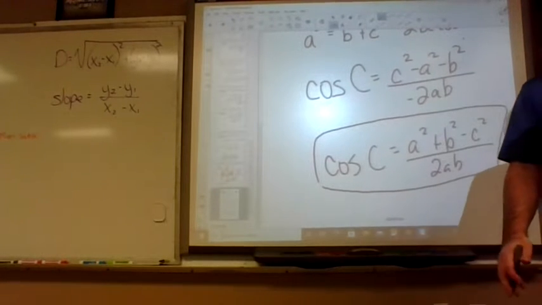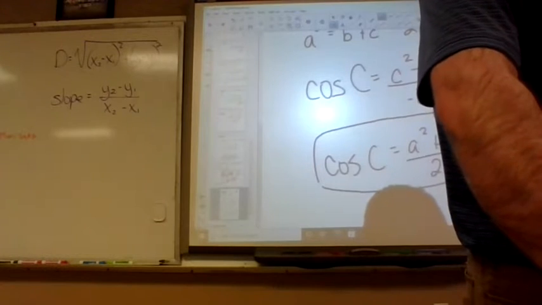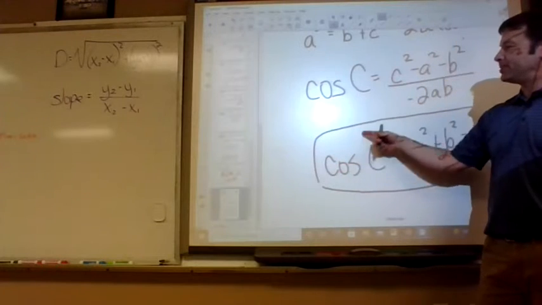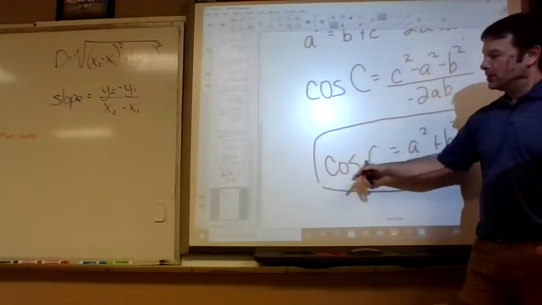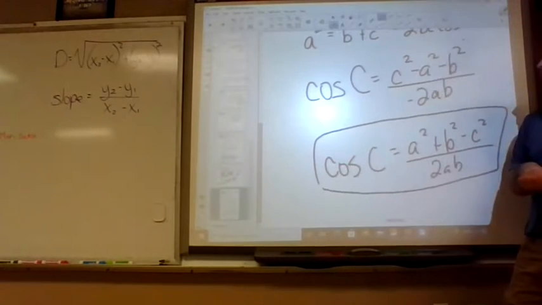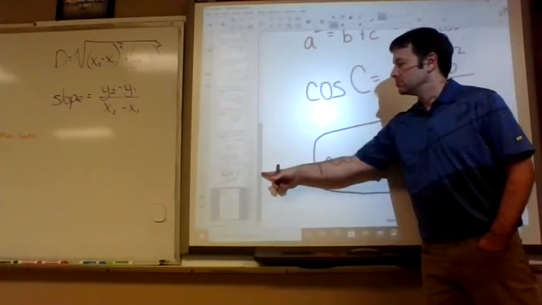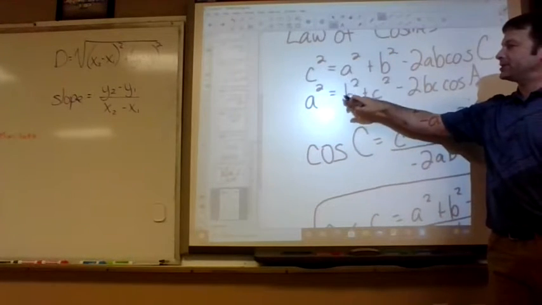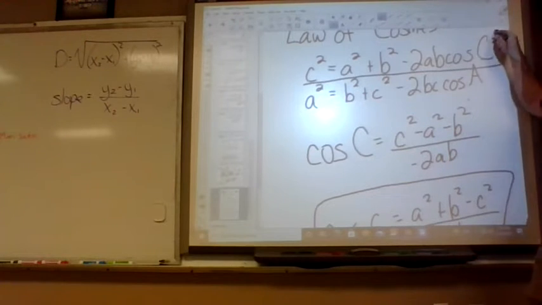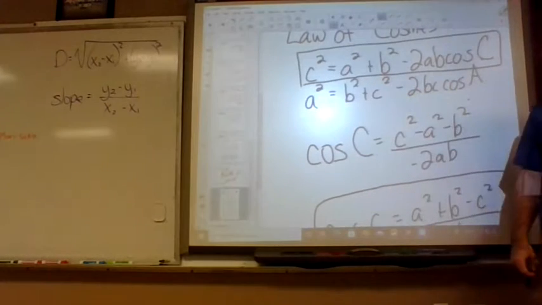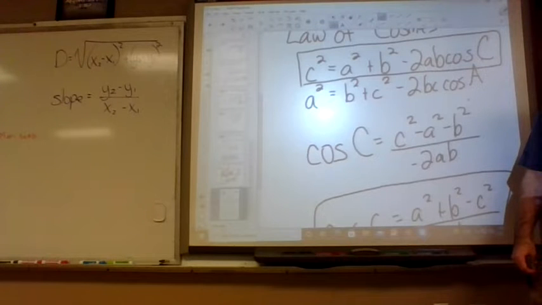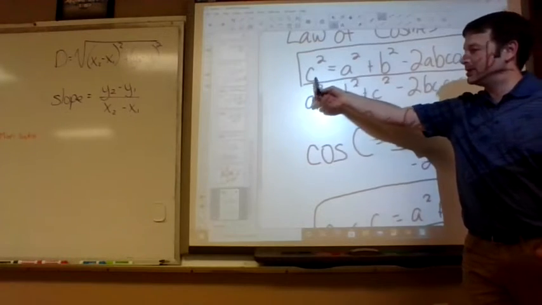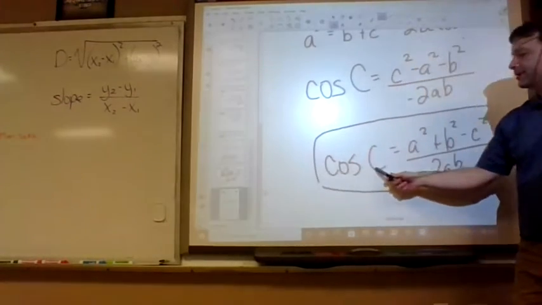Okay, these formulas. Wait, why are there two different ones? Okay, this is the same as this, but I rewrote it in a simpler form. It's almost the same. I multiply by negative 1. These two are saying the same thing. So this is generally how it's written. So this is to find side C, and this is to find angle C.